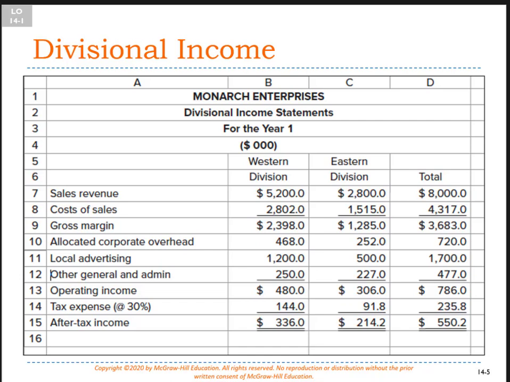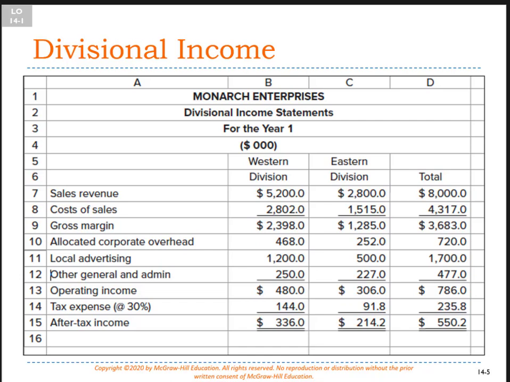If you have that, then of course that's an allocated corporate overhead. Okay, and again, you're kind of stuck with how do you allocate that, and is there a good way to trace that cost to that particular division?